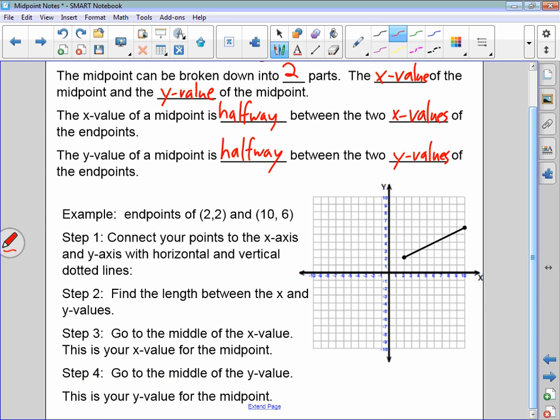We're going to go over a visual example of this to make sure that you guys can see this. So our example has endpoints of 2, 2, and 10, 6. And that is already drawn on the graph. So what we're going to do, we're going to just kind of connect our dots there, and there, and then go the other way.